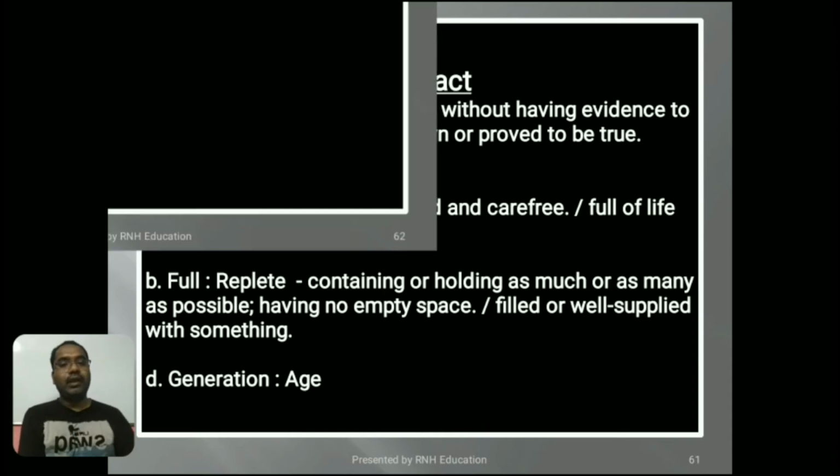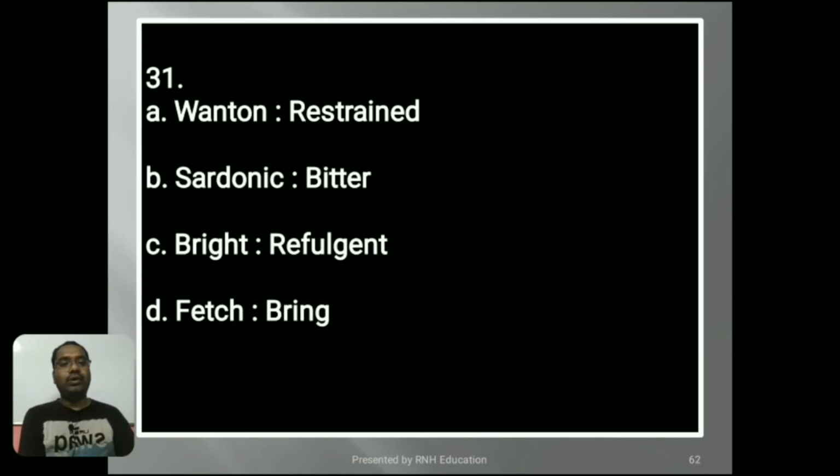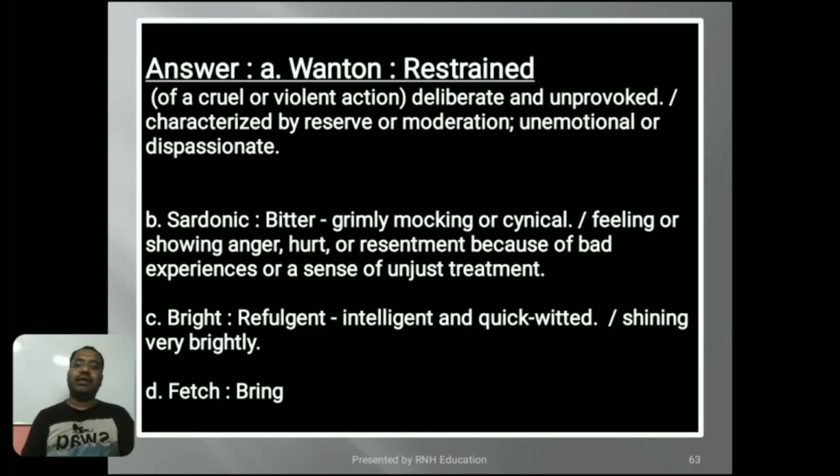Going to the next one. The next set is: option A wanton and restrained, option B sardonic and bitter, option C bright and refulgent, option D fetch and bring. Going to the answer section, the answer should be option A, wanton and restrained. Wanton means a cruel or violent action, deliberate and unprovoked. Restrained means characterized by reserve or moderation, unemotional or dispassionate. So here the opposite words are wanton and restrained.